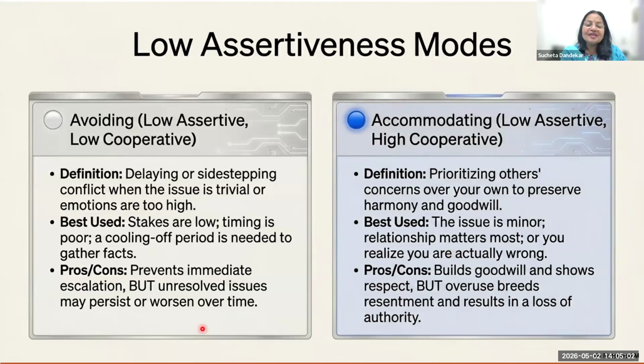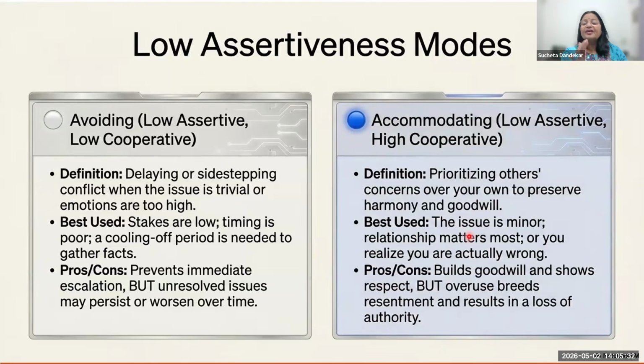So, what are the pros and cons? It prevents immediate escalation, but unresolved issues may persist or worsen over time. And that is what you're going to think of, because you are sitting on a time bomb, and when it bursts and causes havoc, you never know. The fourth mode is the accommodating mode, low assertive and high cooperative.